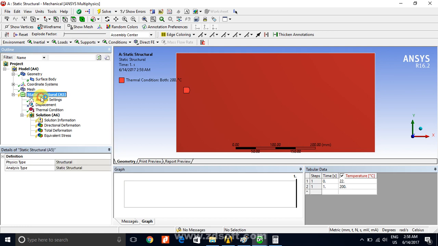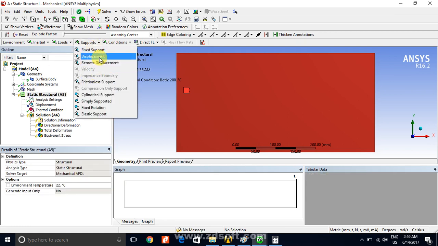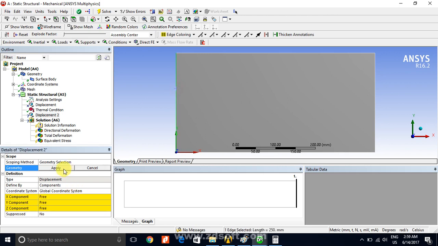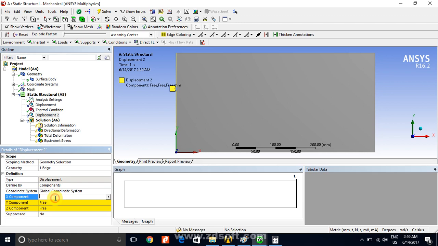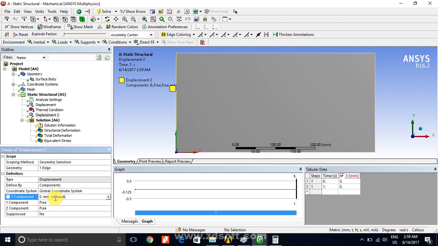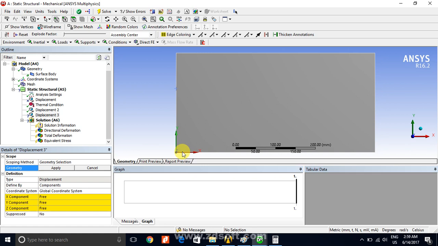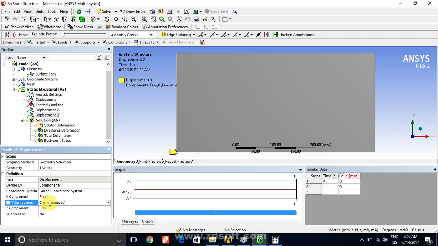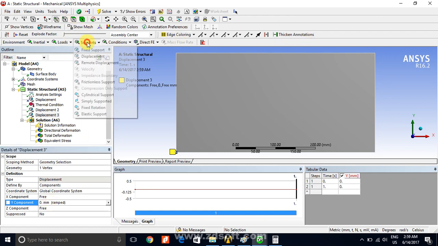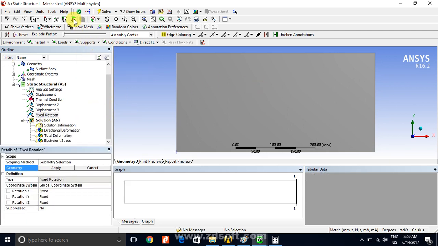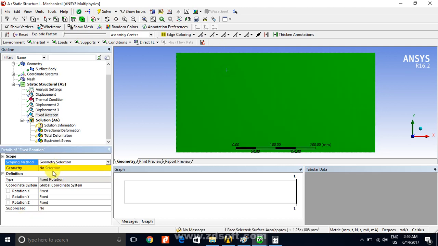So for the free expansion case, remove this displacement boundary condition, and here apply the force in the x direction. It should be 0, and the displacement at this point in the y direction, you keep it 0, because it is a shell element, so you can have the fixed rotation of this body. So you just pick fixed rotation and just solve it.